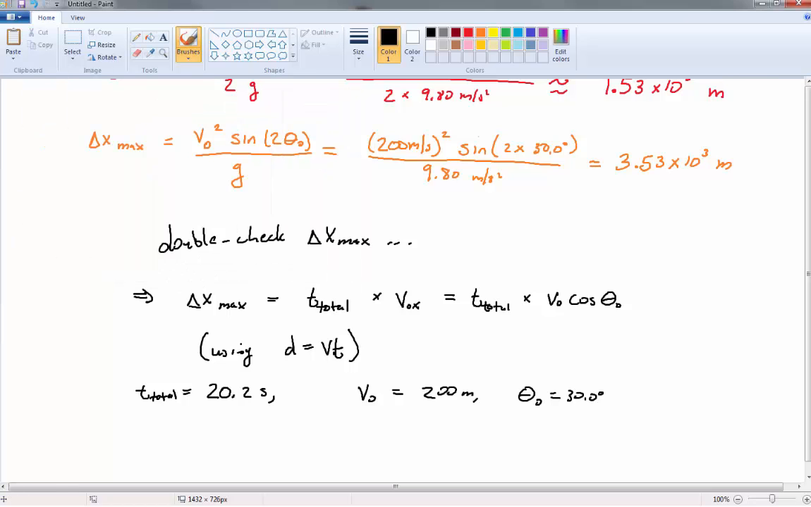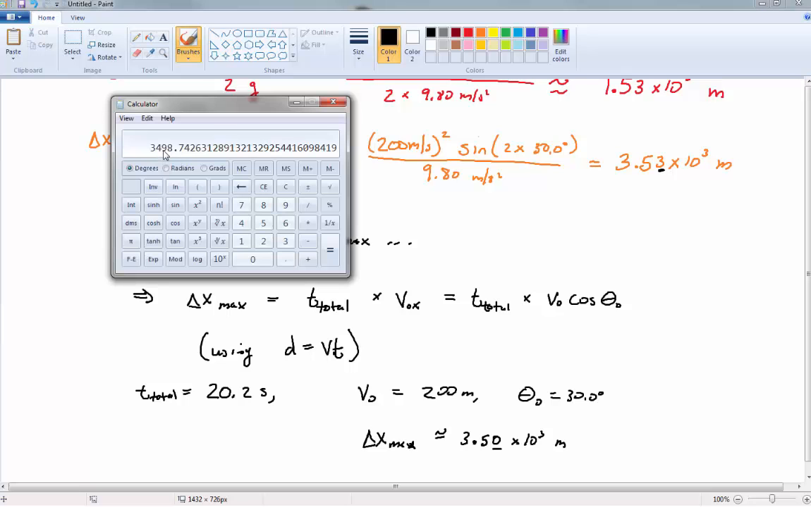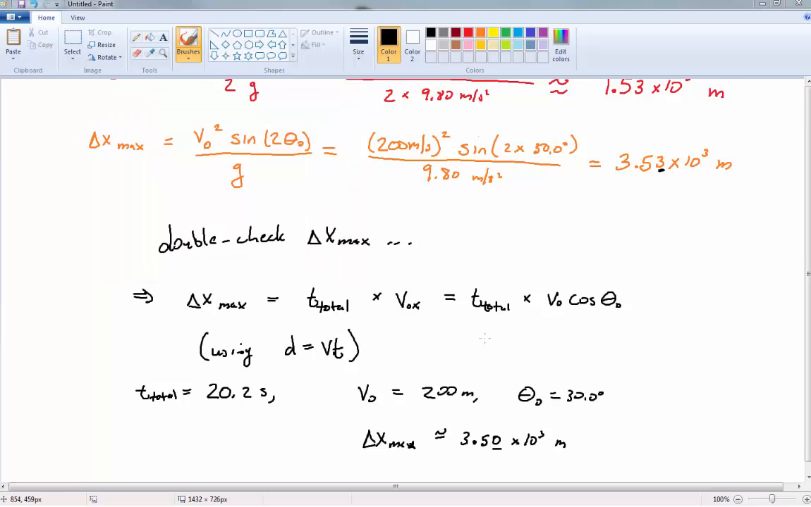So that's pretty close. Again, there's going to be some round-off errors here. So delta x max was about 3,498, so 3.50 times 10 to the 3 meters. And so you can see that there's a slight discrepancy between these two, again because of round-off error. But that's pretty dang close. That's within about 1%. So not bad. It means essentially that our two answers agree.